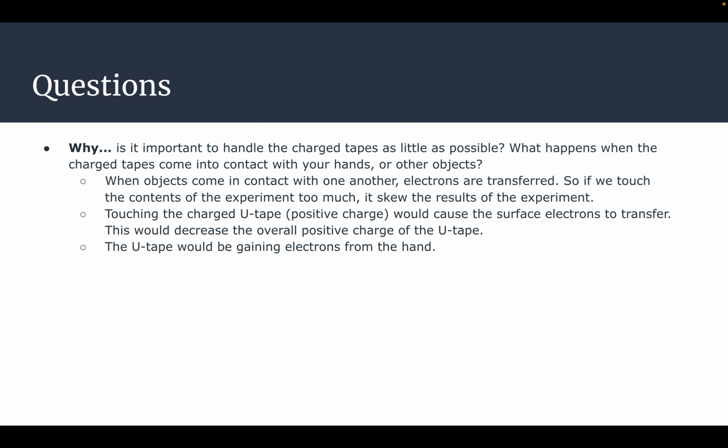It is important to handle the charged tapes as little as possible because when objects come in contact with one another, electrons are transferred. If we touch the contents of the experiment too much, it could skew the results of the experiment. Touching the U-tape would cause surface electrons to transfer, decreasing the positive charge of the U-tape.